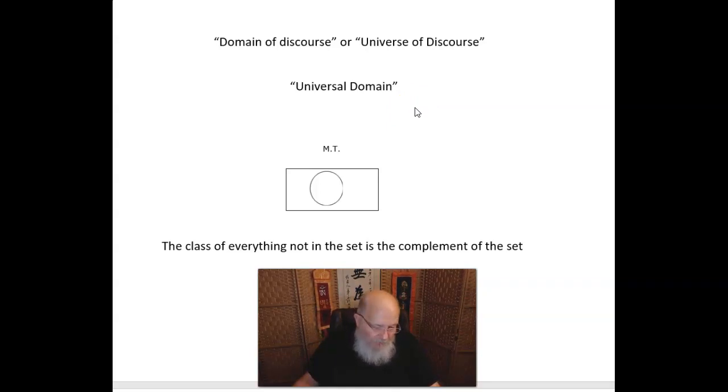Or we could constrict our domain to one set of things, like the domain of animals, and so forth. Now, typically, this is represented by a square around the circle class. So using our example of material things, in the diagram, the space inside the circle represents the entire class of material things. And what's outside the circle represents everything that's not a material thing. And the class of everything not in the set is called the complement of the set.